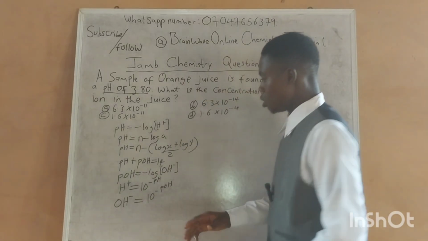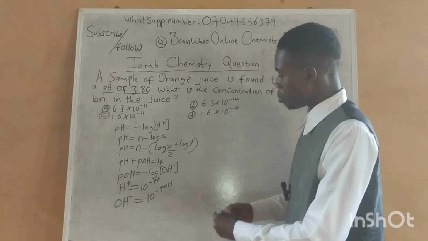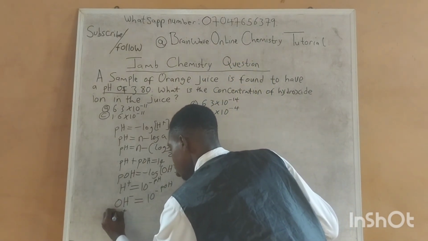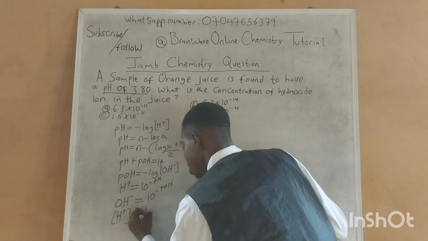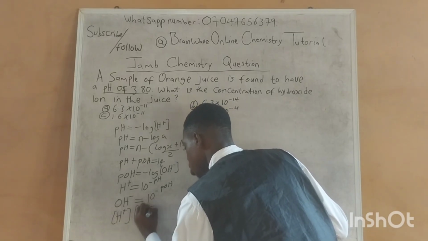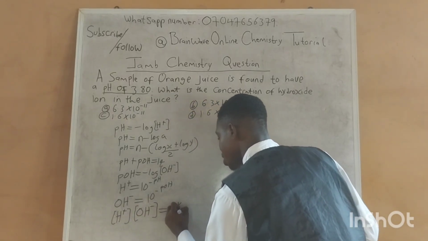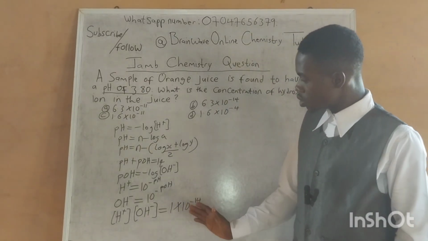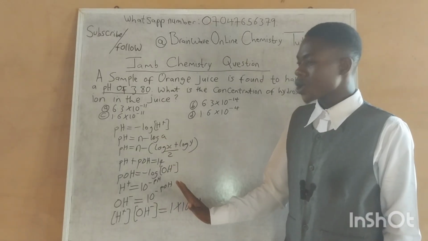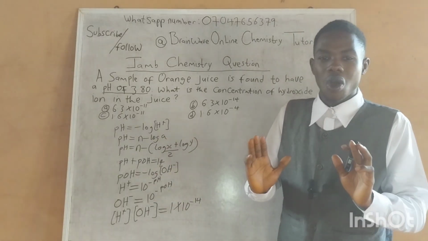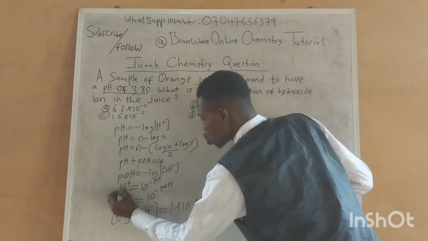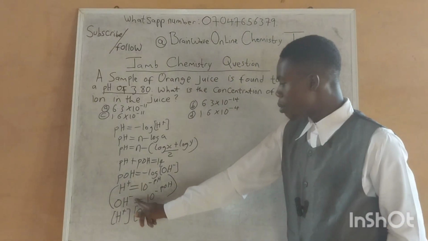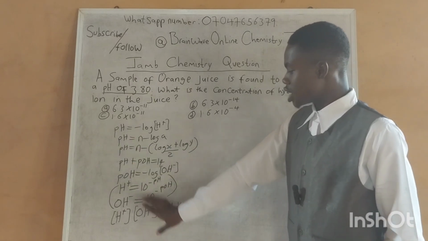pOH. In my previous video, I also taught that hydrogen ion times hydroxide ion equals 1 times 10 raised to power minus 14. In that video, I gave all these formulas for calculating any question under pH, except these two. These two formulas were not among the formulas I gave for calculating pH.